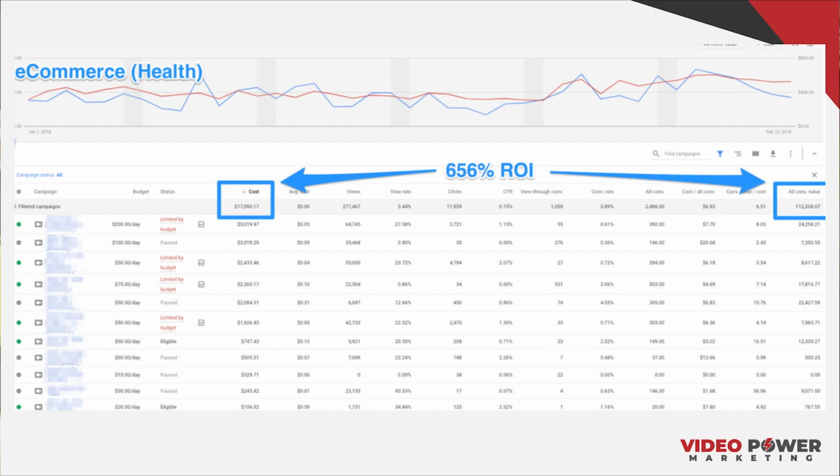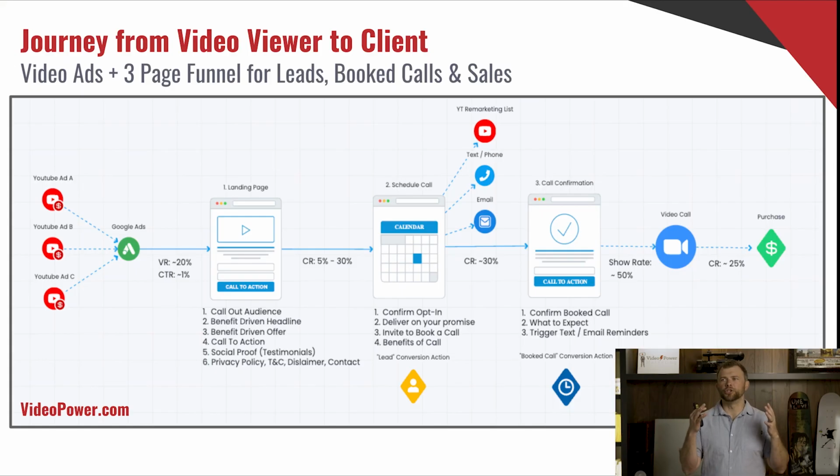To back out, I want to share with you this journey from a video viewer to a client. Now this is a 3-page funnel that you can use to get leads, to get booked calls, and to get sales, right? So on the far left side, you've got 3 different video ads. Those are all being run from a Google Ads account. From there, you're driving traffic to a landing page where you have your lead magnet, right? On that lead magnet, you're giving away this tool or this resource that's going to add value to their life in exchange for their name, phone number, email, whatever you want, right?